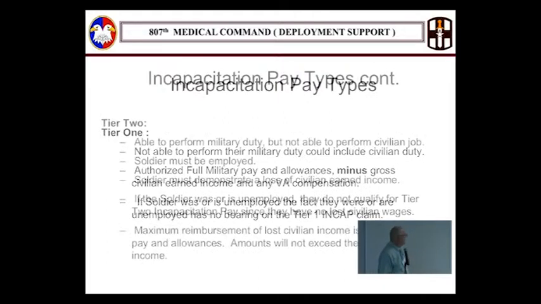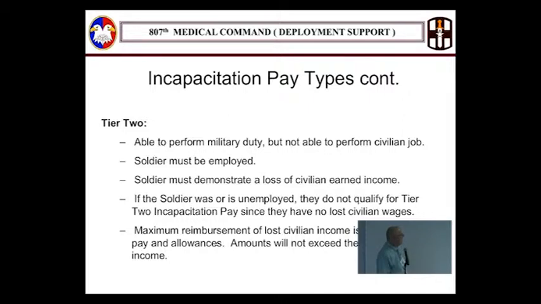Next slide. Tier 2 is they're able to perform military duty, but they're not able to perform a civilian job. And the soldier must be employed in this circumstance. Next slide.